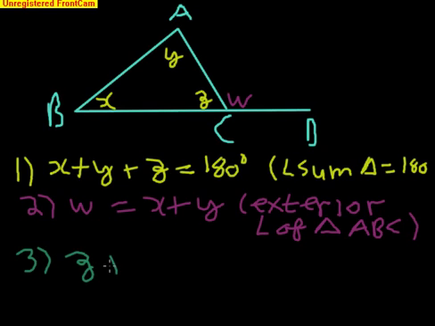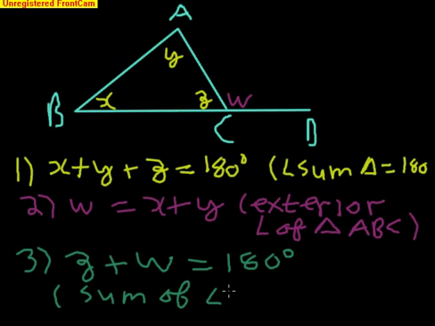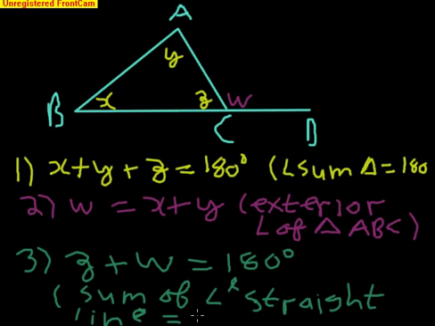W equals 180 degrees, and our reason is sum of angles on a straight line equals 180 degrees.